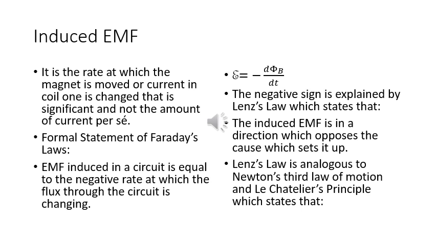A formal statement of Faraday's laws is as follows. The EMF induced in a circuit is equal to the negative rate at which the flux through the circuit is changing. So this curly E is equal to minus d phi_B by dt, where the curly E represents the induced EMF. The negative sign is explained by Lenz's law, which states that the induced EMF is in a direction which opposes the cause which sets it up.